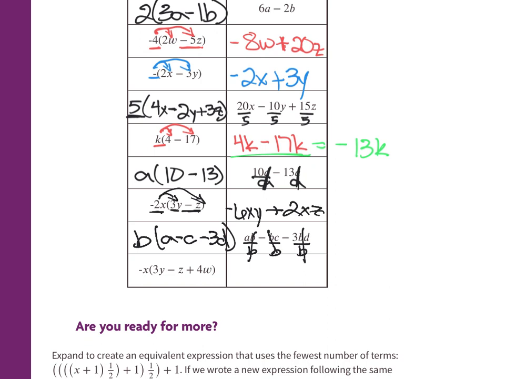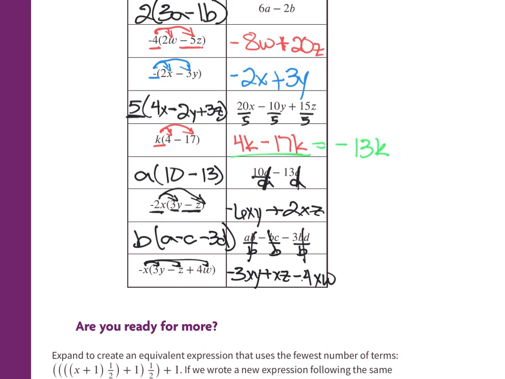Okay? And then the last one. Once again, there's a negative, so we're just going to switch the sign on all of them, and we're just going to put an X with everything. So positive 3 becomes negative 3, so we have negative 3xy. A minus z becomes a positive xz. And then a positive 4 becomes a negative 4xw, or wx. Okay? And there you have it. That's all you're doing today.